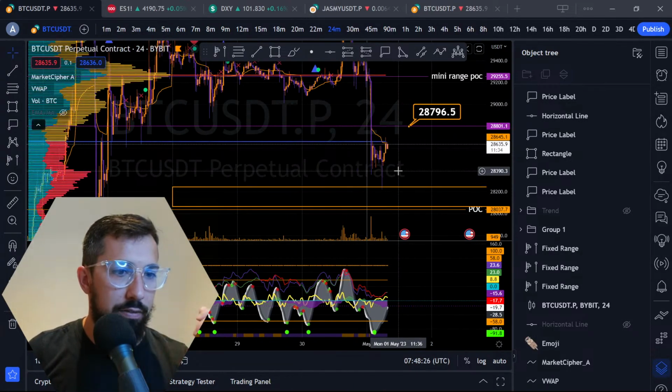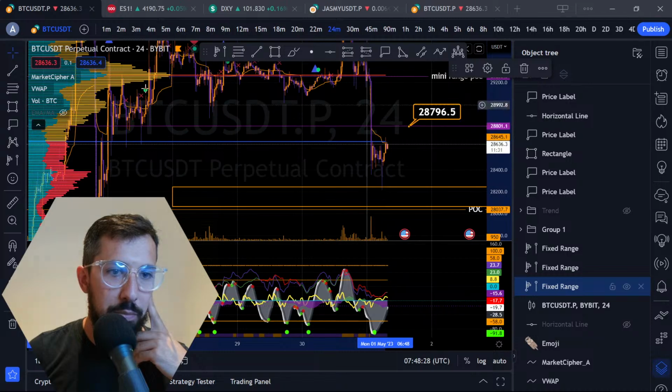$28.8 is my key level of resistance if we continue upwards, okay?